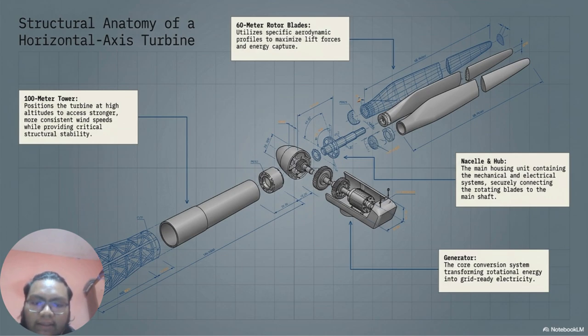The nacelle acts as the main housing unit, protecting the delicate mechanical and electrical systems from harsh environmental elements. And finally, the generator. Inside the nacelle sits the generator, the core conversion system of the entire asset. It takes that mechanical rotational energy and transforms it into grid-ready electricity. When you look at these components isolated like this, it becomes clear that even a millimeter of misalignment could throw the entire system out of balance.